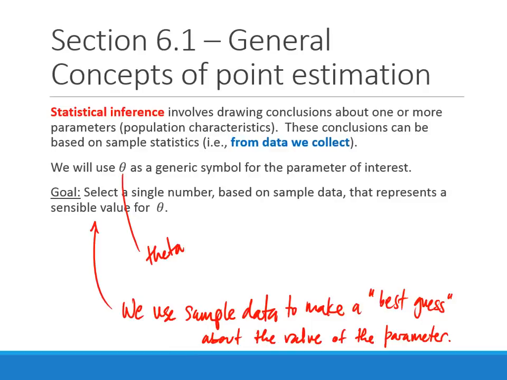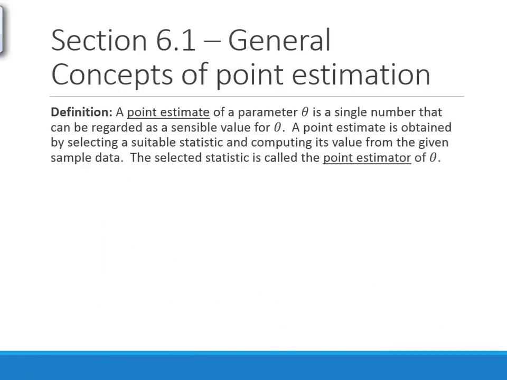Okay, so just to make sure we're all on the same page terminology-wise, let's talk about some definitions here. We're talking in this chapter about point estimation. So what is that? It's more formally saying what we just said on the previous slide. A point estimate of this parameter theta is simply a single number that can be regarded in some way as being a good guess or a sensible value for theta. And I obtain that by choosing a suitable statistic and then calculating its value from the information that I've collected.